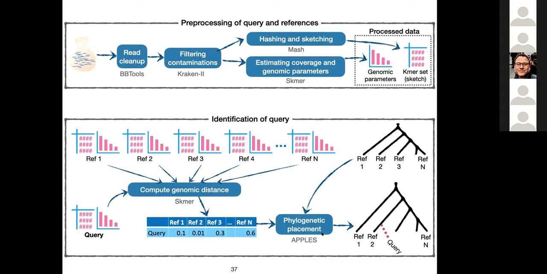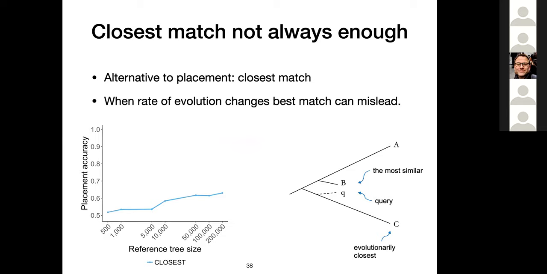Can we now do phylogenetic placement using distances? Can we take these distances and figure out where in the phylogeny this query should be added? This is called the phylogenetic placement problem. We developed a method called APPLES for this specific purpose. Before I show its results, why do we even need phylogenetic placement?